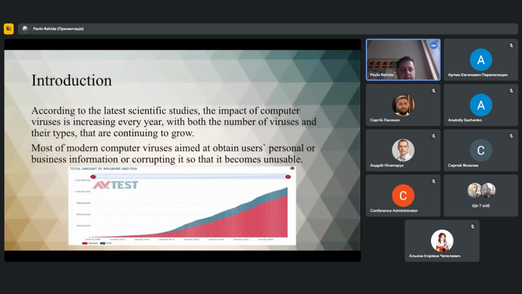According to the latest scientific studies, the impact of computer viruses is increasing every year, with both the number of viruses and their types continuing to grow. The most modern computer viruses are aimed at obtaining user personal and business information or even corrupting it so that it becomes unusable in the future. This picture represents the growth in the number of viruses with the data provided by AV-Test company.